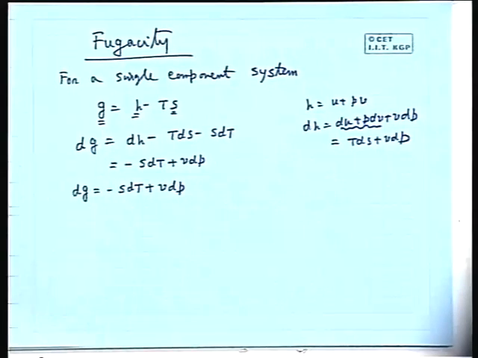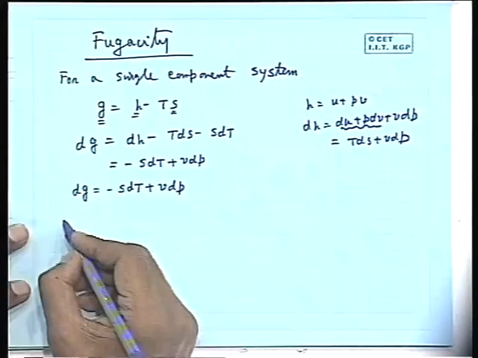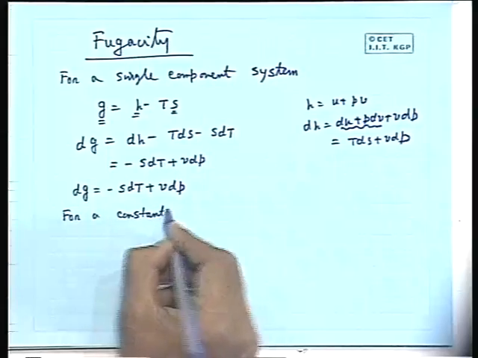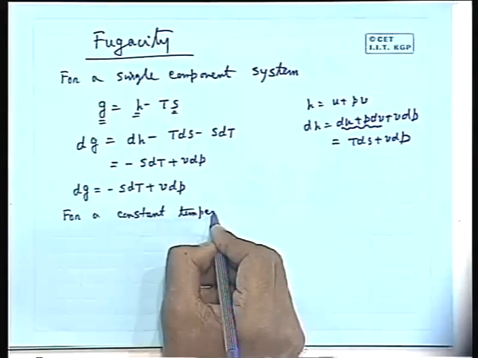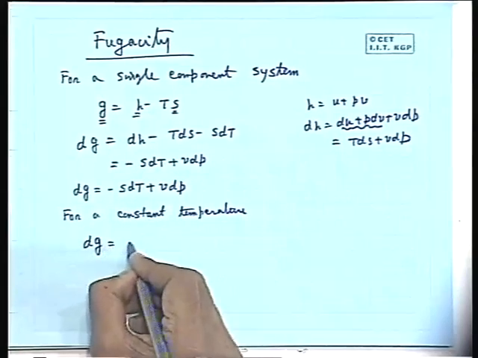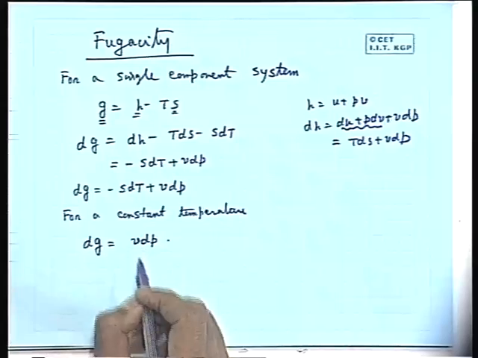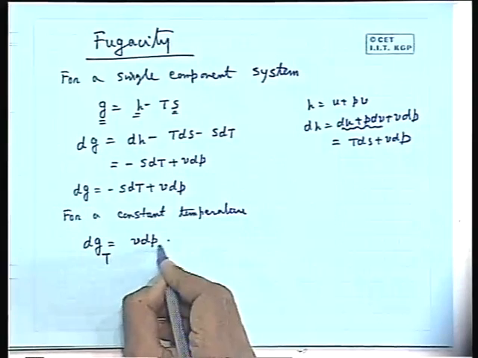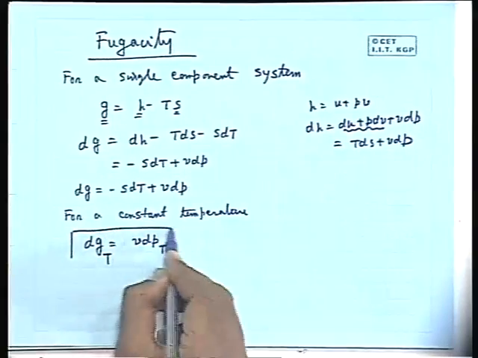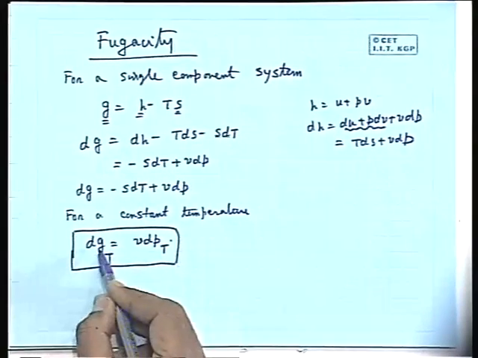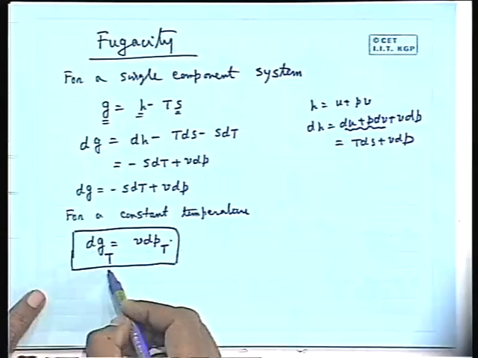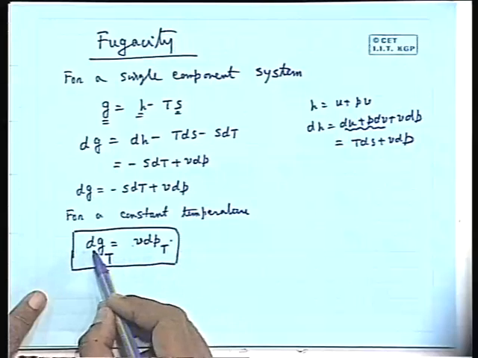Now for a constant temperature, when temperature remains constant, we can write dG is equal to VdP. We can write dG at constant temperature equals VdP at constant temperature. Now this is a very, very important relationship in thermodynamics, that is the molar Gibbs function for a single component pure substance: dG at constant T is VdP at constant T.